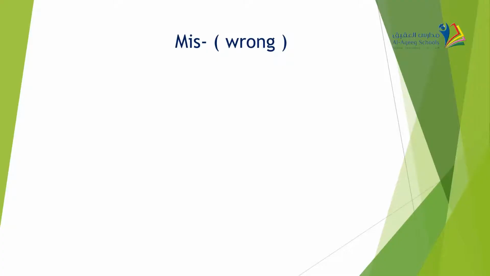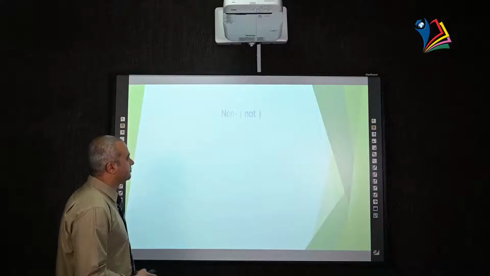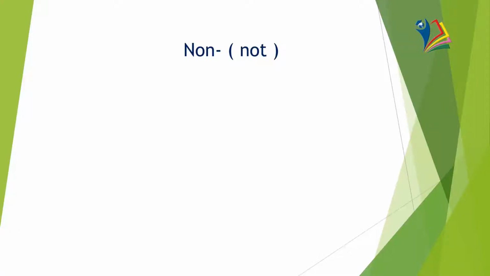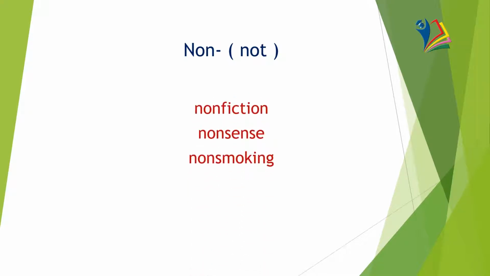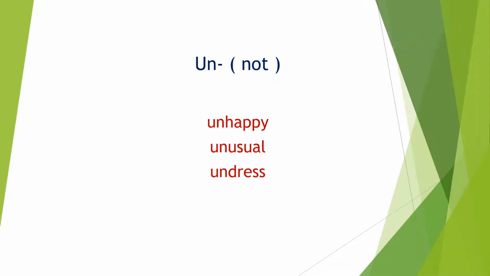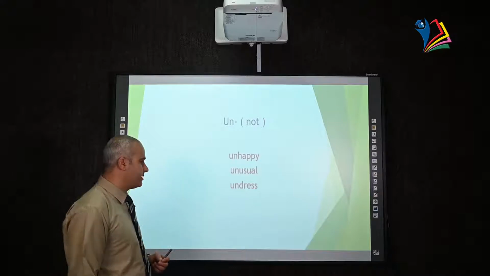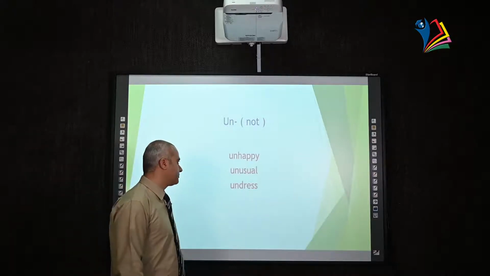Mis means wrong: mistake, misspell, which means to spell wrongly, misbehave. Non means not: non-fiction, nonsense, non-smoking. Un means not, it gives the opposite meaning: unhappy, unusual, undress. Okay, these are various examples of negative prefixes that we can add to the beginning of a word.